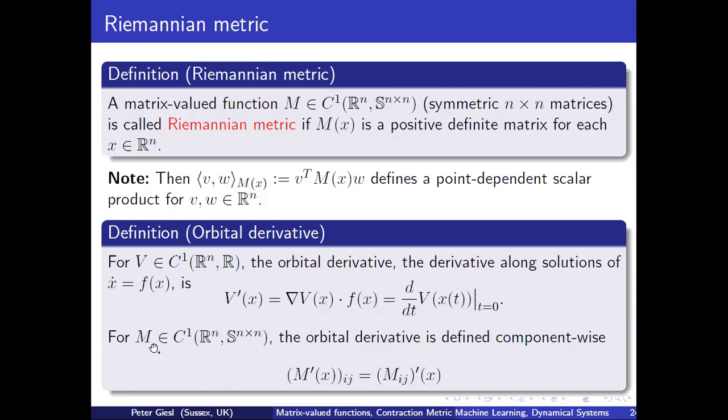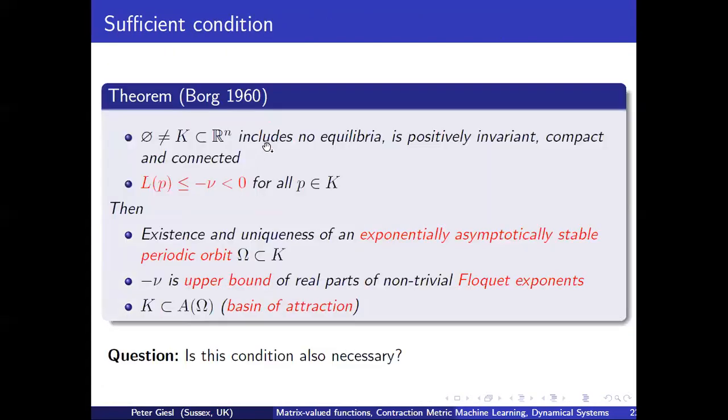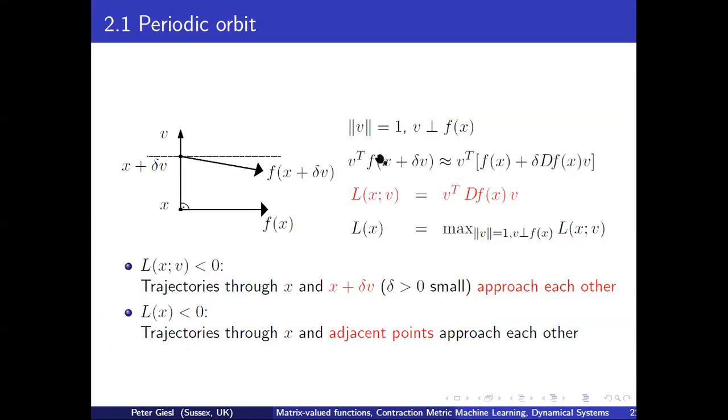Now, for a matrix-valued function, the definition is exactly the same, but component-wise. So a matrix-valued function will also have an orbital derivative, and that's again in matrix-valued functions where for every component we look at the orbital derivative. That's why we want a C1 function, so that this is well defined. Right, so now what we can do is lift, let me just go back, this theorem here, which, as I said, actually depends, as I showed you in this picture, on the Euclidean metric.